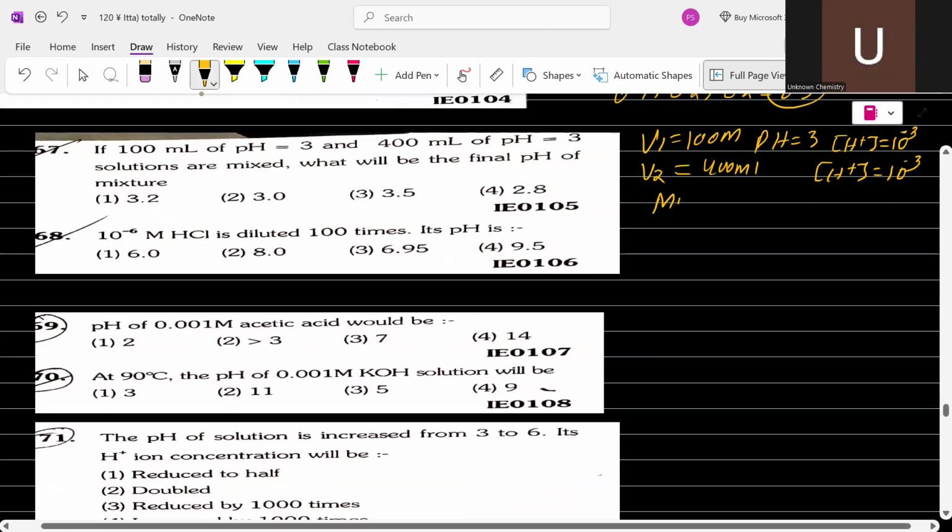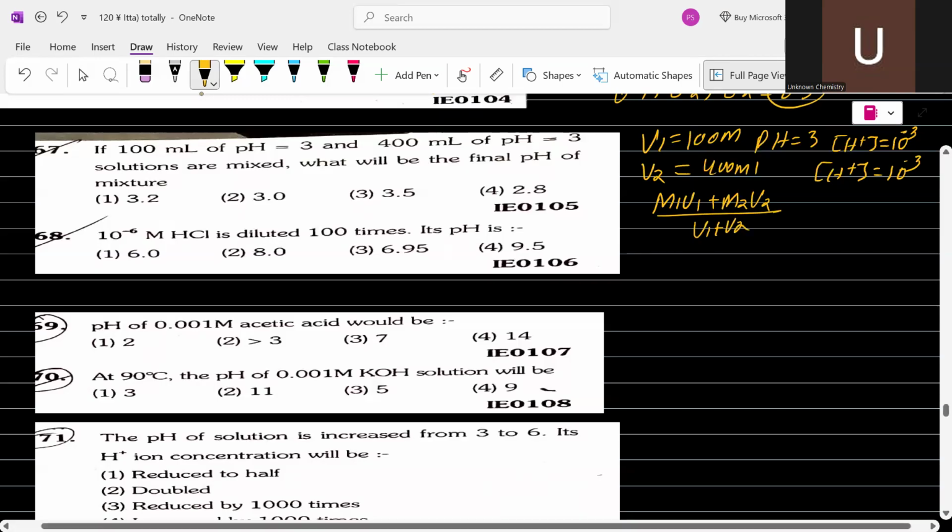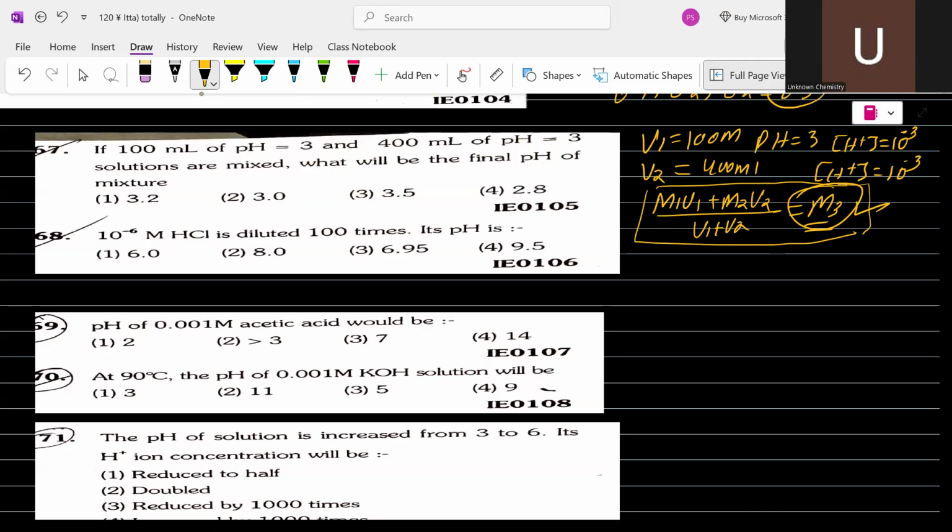There is a concept: M1 V1 plus M2 V2 divided by V1 plus V2 equal to M3. When we are mixing two solutions, then the concentration of the new solution will be equal to M1 V1 plus M2 V2 divided by V1 plus V2. So here M1 V1, what is M1, everyone?